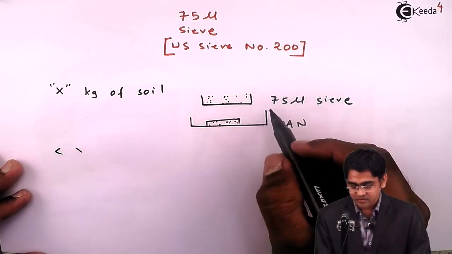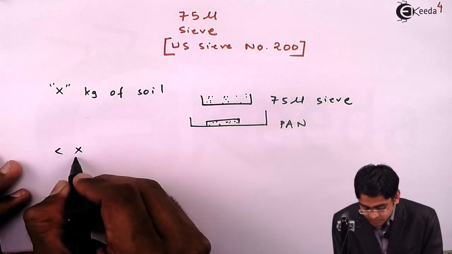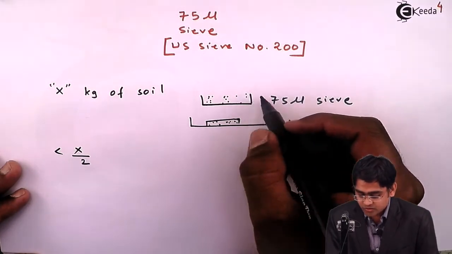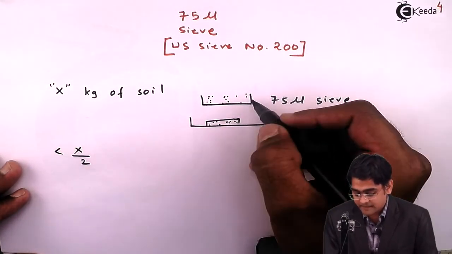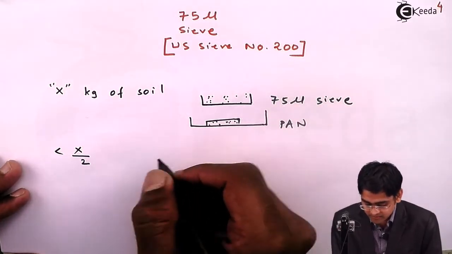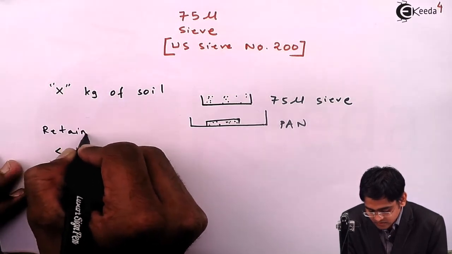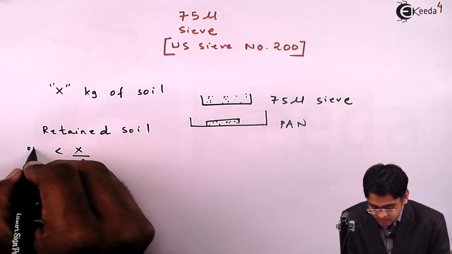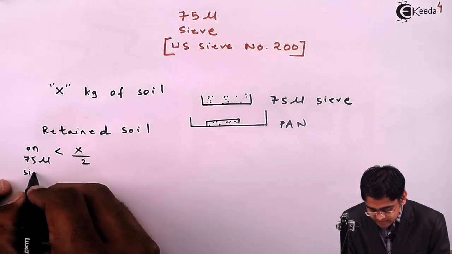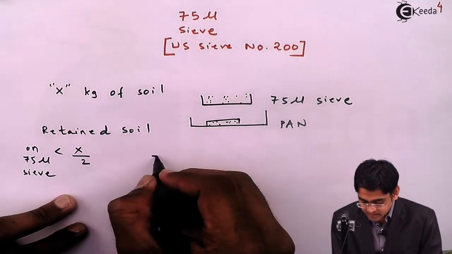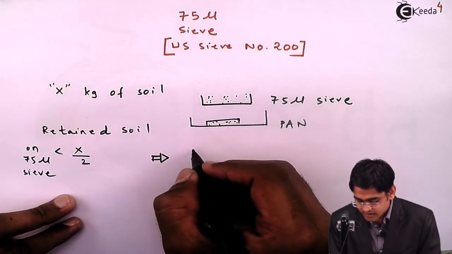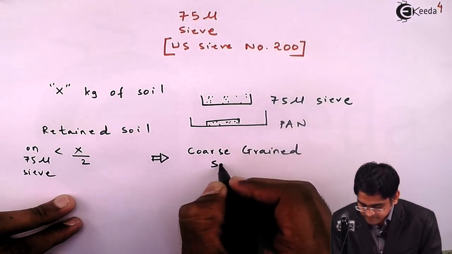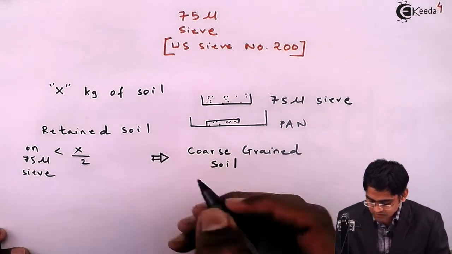So if the particles retained by the 75 micron sieve are more than x by 2, remember, you can do this calculation either by retained or by passing. Here I am doing it for the retained. If the retained soil on the 75 micron sieve is more than x by 2, if this condition arises, then we call the soil coarse-grained soil.